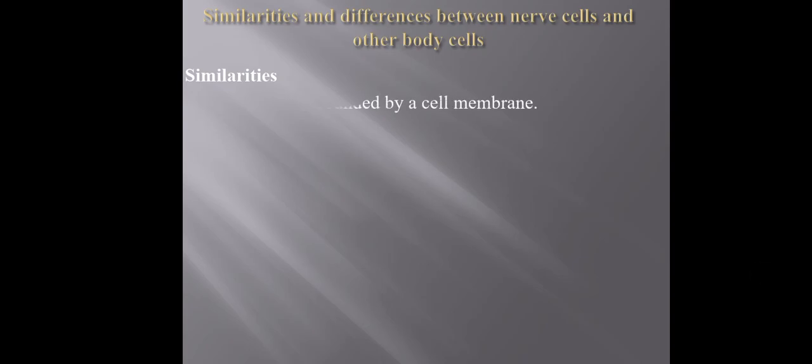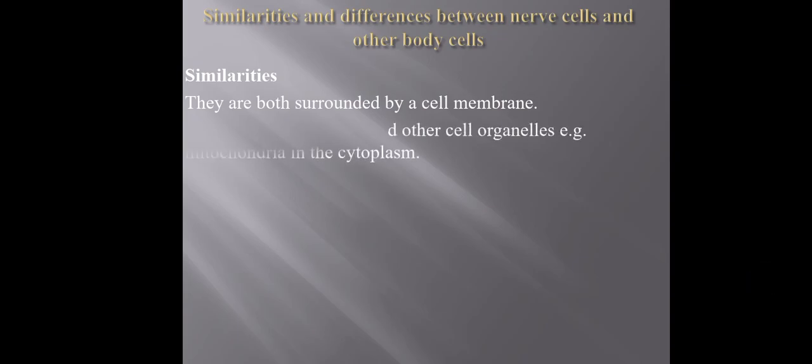Now briefly, let's take a look at similarities and differences between nerve cell and other body cells. Similarity: both the nerve cell and other body cells are surrounded by a cell membrane, and both have a nucleus. They both have other cell organelles like mitochondria in their cytoplasm.